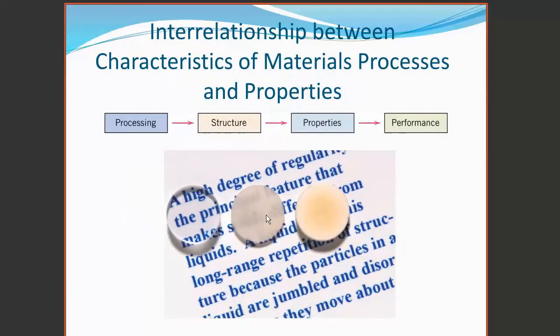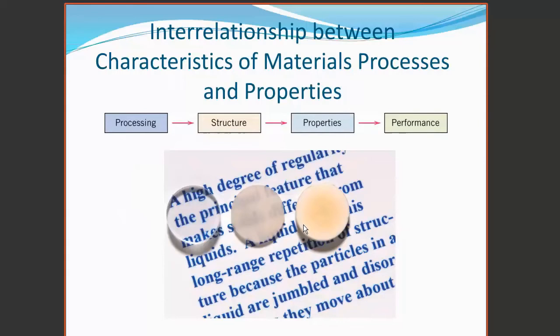Here we see 3 pucks of identical composition. All 3 of them are made out of aluminum oxide. On the left, this material is single crystal and is transparent and clear. The middle sample is polycrystalline aluminum oxide, and we can see that the grain boundaries diffuse the light passing through it. The sample on the right has been formed through sintering.